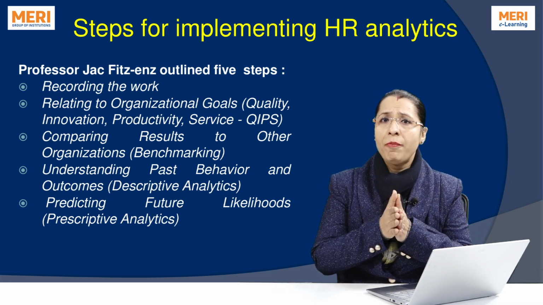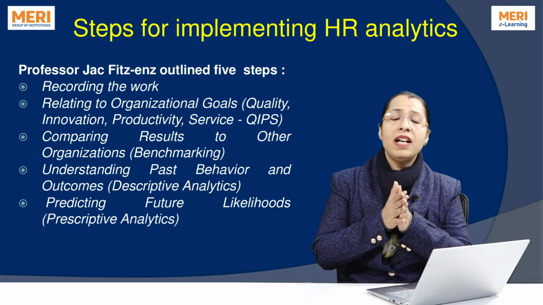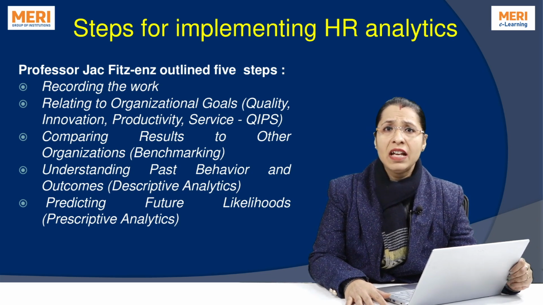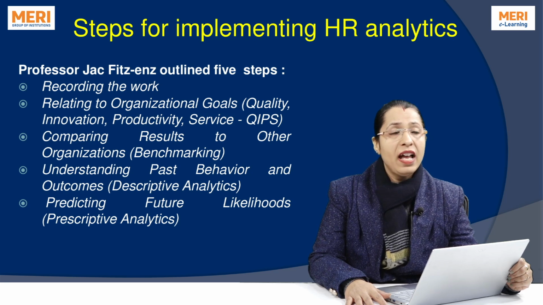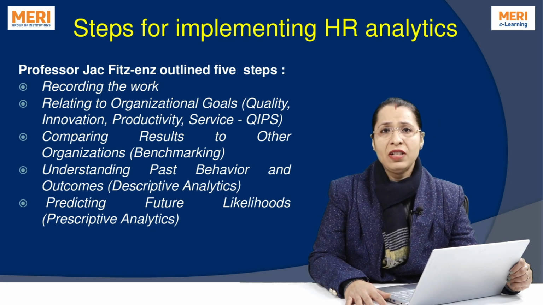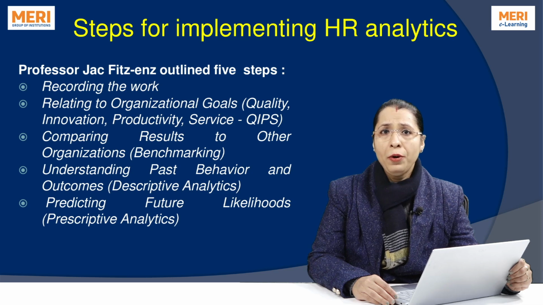Now let's focus on the steps one by one. First, we have step 1, that is the recording of the work. This step involves tracking key HR practices such as hiring, compensation, training, support, and retention. It is the foundation of HR metrics, where we assess the efficiency of organizational processes and identify opportunities for improvement. By refining these processes, organizations can save time and money, enhance production capacity, or improve customer service through better procedures.